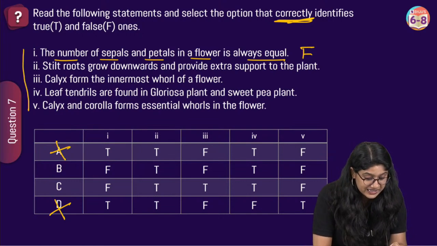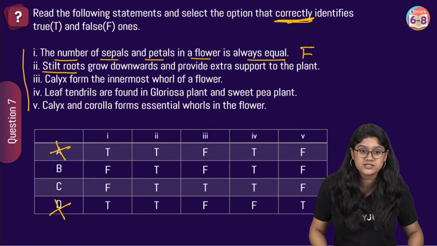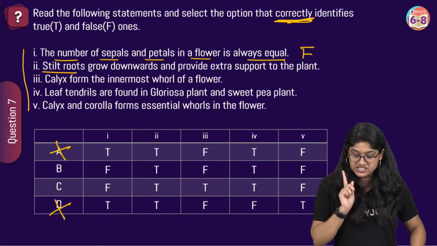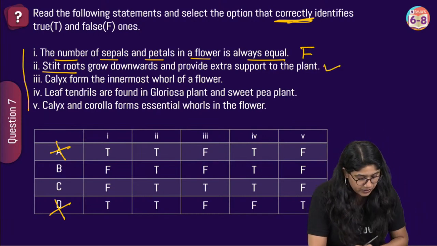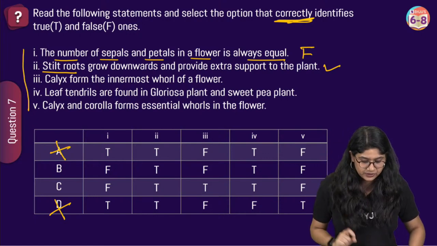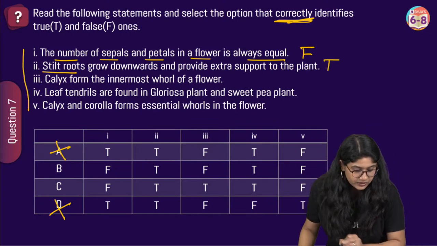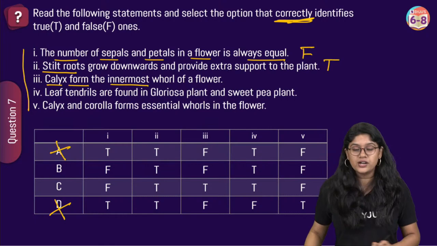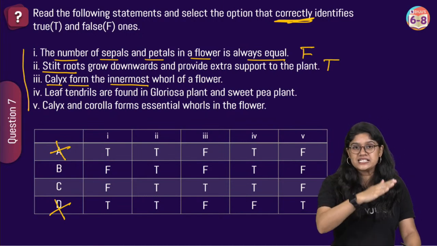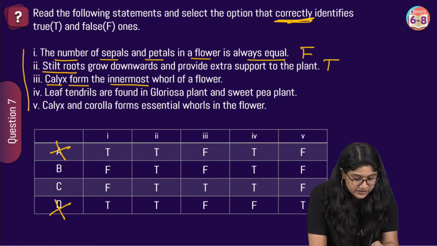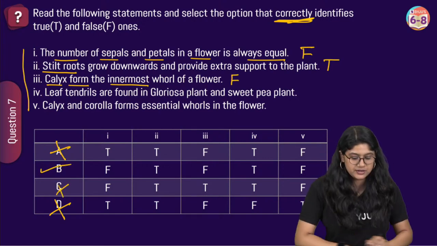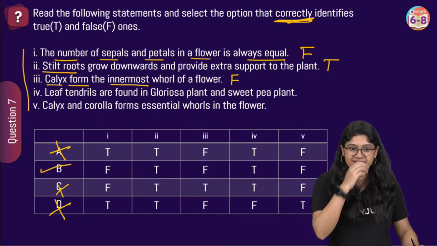Now, stilt roots grow downwards and provide support to the plants. They are very strong roots. They go deep down and provide support to the plant. It is definitely true. So, B and C have the same thing. Now, the third one: calyx forms the innermost whorl. We know that it's not. The other name of calyx is sepals. So we know that the third one is false. So we know that option B is correct. Yes? Are we clear?